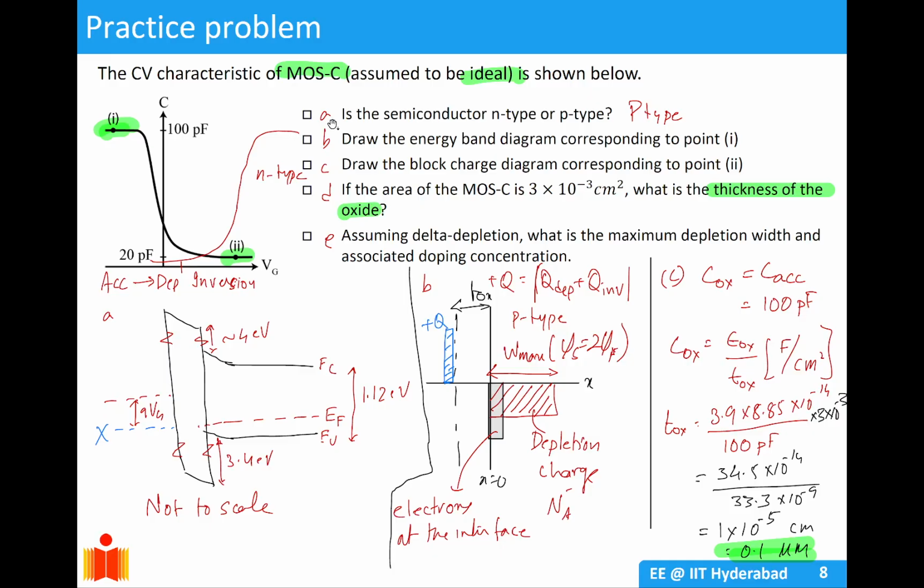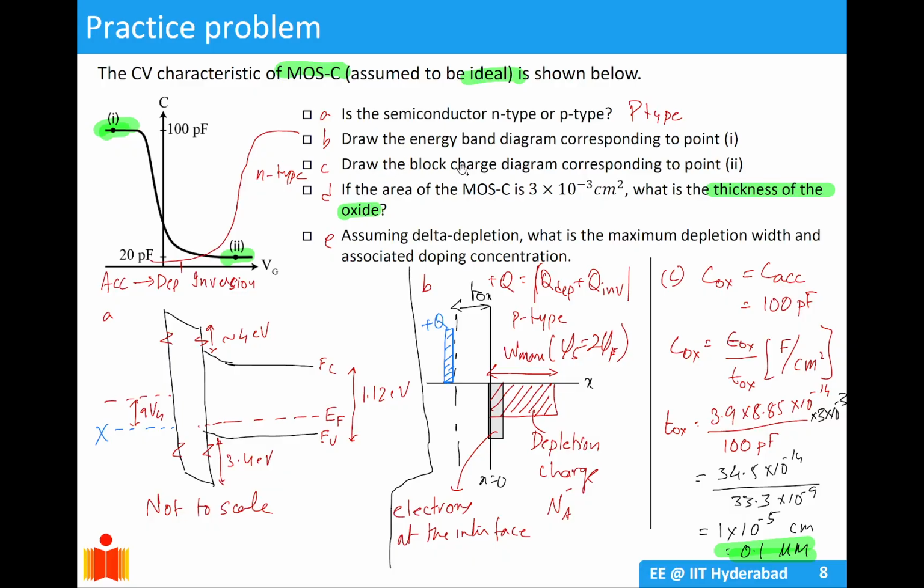If it was an N-type substrate, you will have a curve like this, where your inversion is at a lower voltage and your accumulation is at a higher voltage. So now draw the energy band diagram corresponding to point 1. You can easily draw your energy band diagram for this point, which is accumulation in a P-type substrate. So it will look like this.